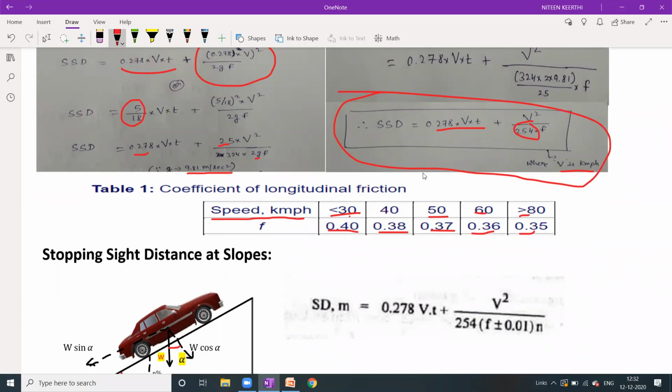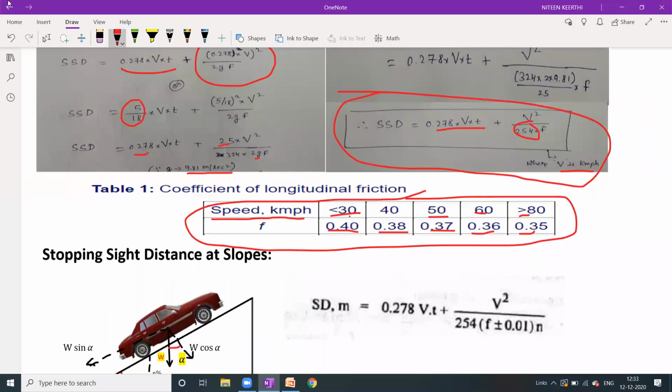I'm mentioning this table because in some numerical examples, he may not mention the coefficient of friction. If he just mentions 60 kmph and says to assume the data suitably, then for 60 kmph speed the coefficient of friction is 0.36. So that's why you have to go through this table of coefficient of longitudinal friction with respect to speed.